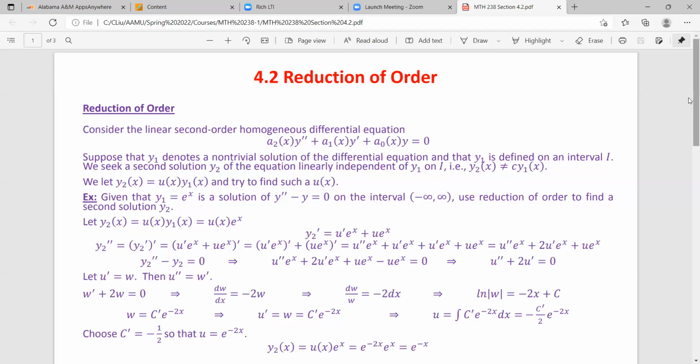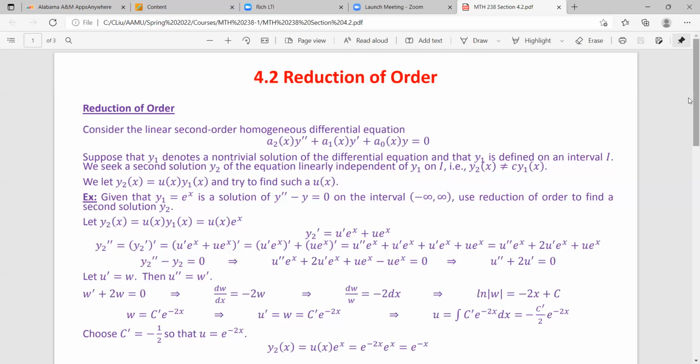Use reduction of order to find the second solution y2. Okay. So we know y1 equals e to the x is a solution of the differential equation, and we try to find another solution of the differential equation y2 linearly independent of y1. All right. So we just start from substitution. y2 equals u times y1. Okay. So that means u times e to the x.